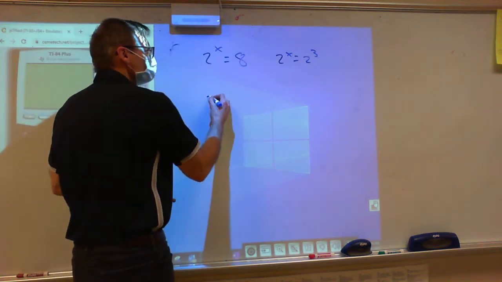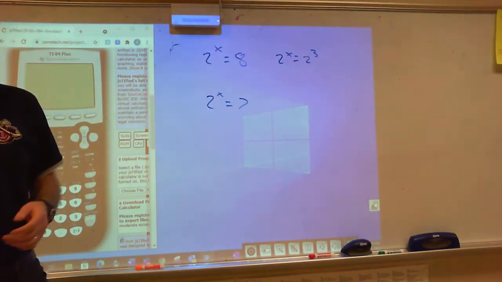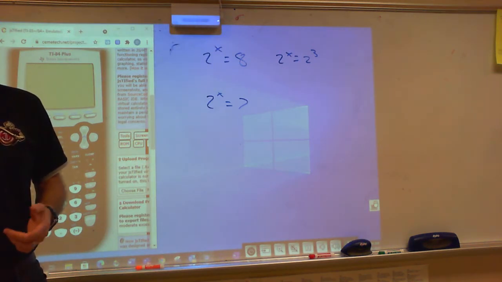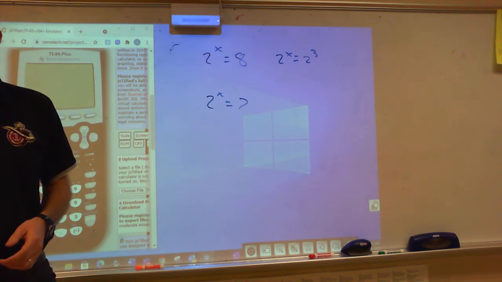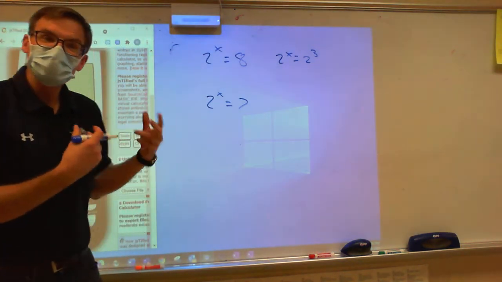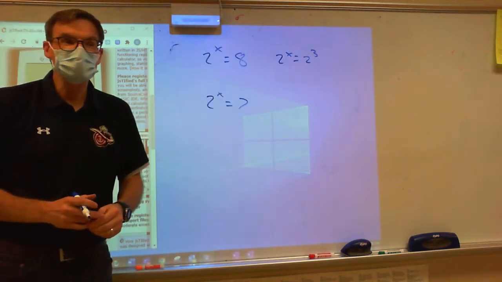But what if I gave you 2 to the x is equal to 7? How do you solve that? Can you make the bases the same? No, right? So what do you do? That's basically what we're going to talk about today. How do you solve an equation where you can't make the bases the same?